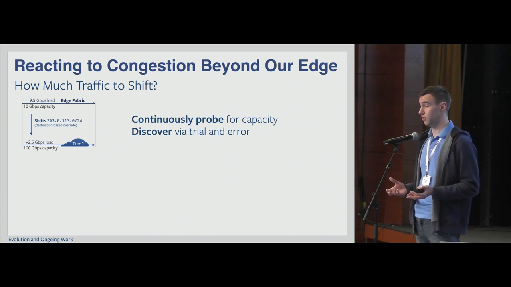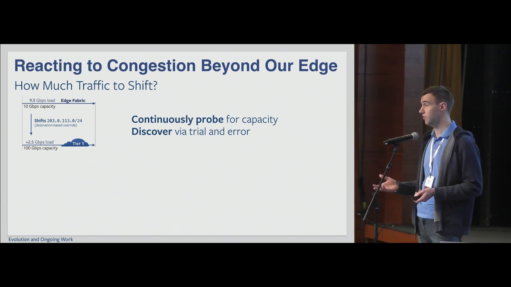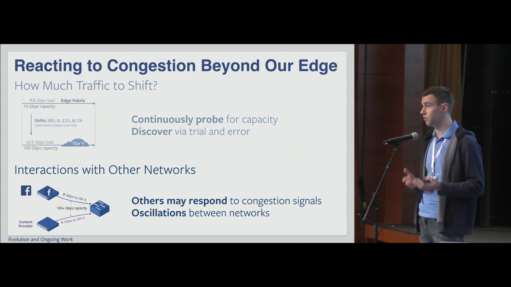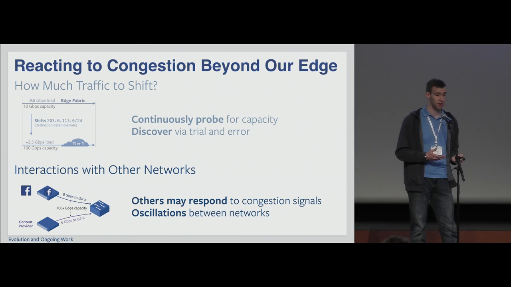Likewise, you don't know how much traffic to shift. You have to continuously probe for capacity. As downstream, a failure may occur, reduce capacity for 20 minutes, and then be resolved. So it requires a trial and error discovery process. Likewise, those interactions with other networks also create complexity. They may also respond to congestion signals and thereby reduce the amount of traffic they're putting on those links, and you may increase your traffic, and you may oscillate together. So it's very difficult to get a signal here as to how much traffic I should put on this link. Even if you know the current status of congested or not, that doesn't mean that 5 minutes from now it's going to be in that same status.